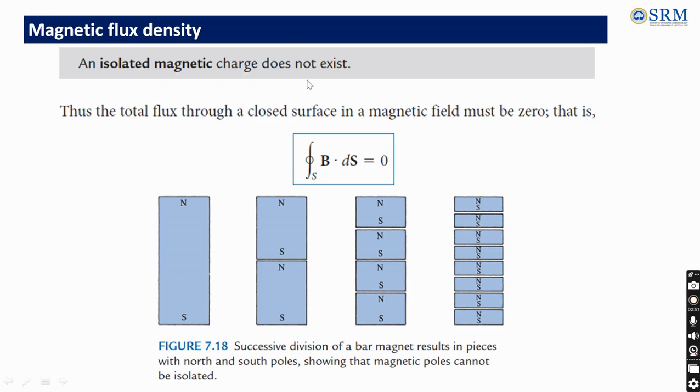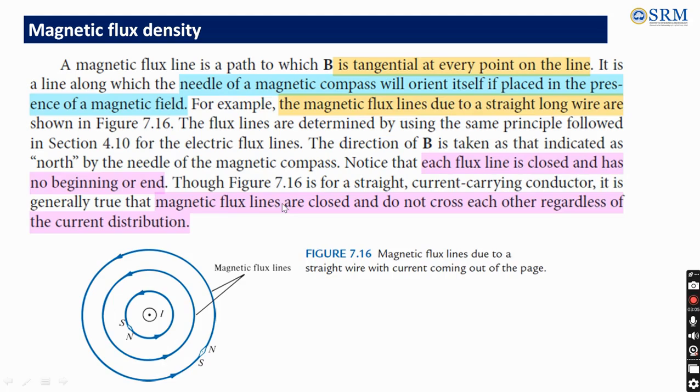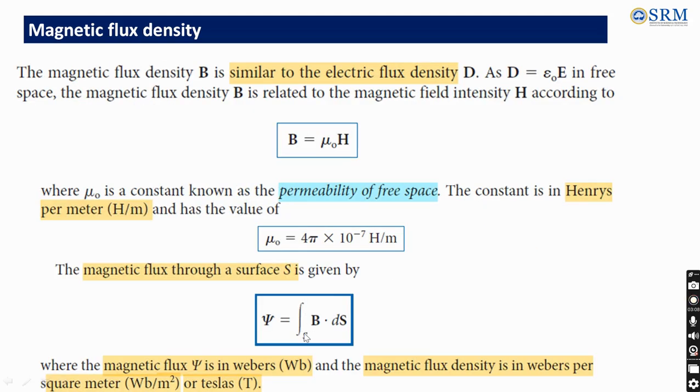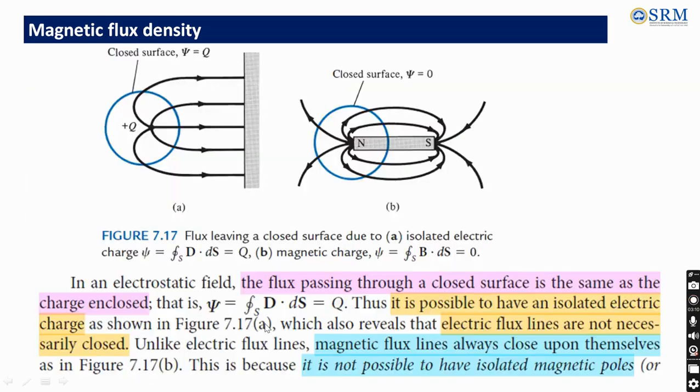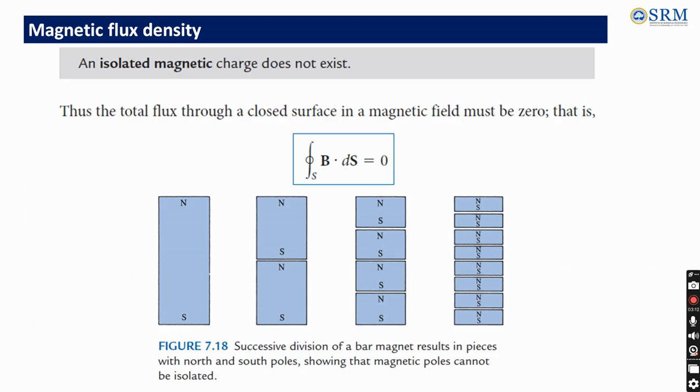So isolated magnetic charge doesn't exist in practice. So the closed surface integral of B dot dS, that is equal to flux we saw, right? That is going to be zero. Around the closed surface, if you see, it is zero. In the general case, I can write for an open surface it is equal to flux, but for a closed surface, it is going to be zero. So this can be understood from this example. If I successively divide a magnet into pieces, again north and south pole will come, and I can't separate the magnetic poles.